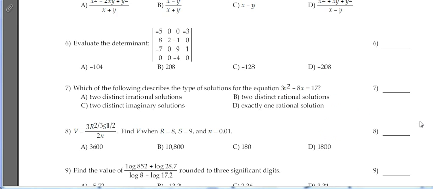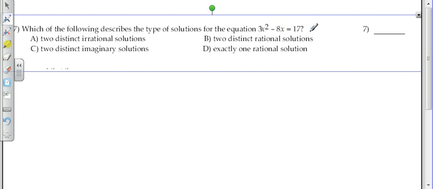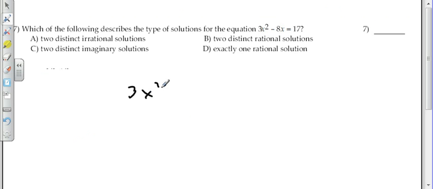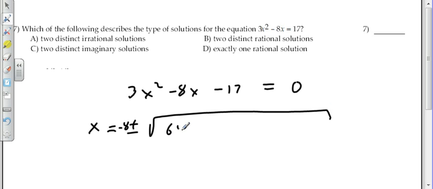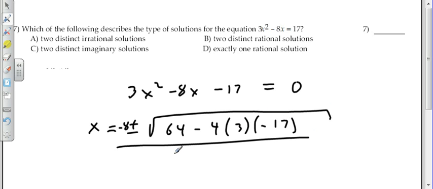Okay, number 7. Basically, the question boils down to, is it an imaginary number or is it not? So can I factor this? 3x squared minus 8x minus 17. That doesn't look like it's going to factor. So x is going to equal plus or minus 8, plus or minus the square root of 64 minus 4 times 3 times minus 17, divided by 6.